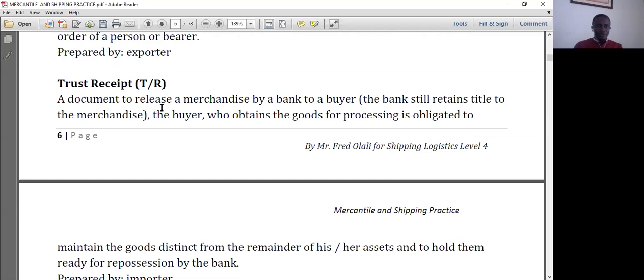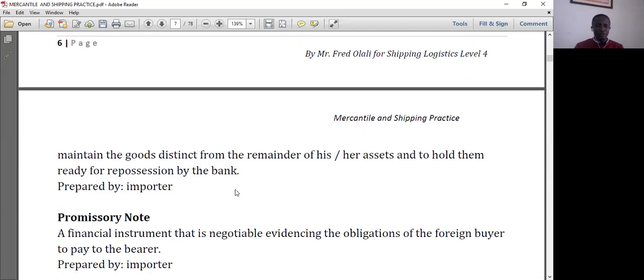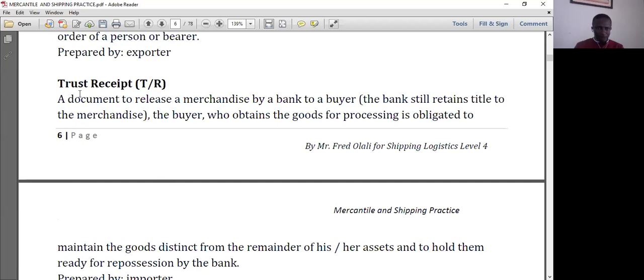We have another one called the trust receipt, a document to release merchandise by a bank to a buyer. Sometimes the buyer who obtains the goods for processing is obligated to maintain the goods distinct from the remainder of his or her assets and hold them ready for repossession by the bank. So a trust receipt, as we said, is a document to release merchandise by a bank to a buyer.